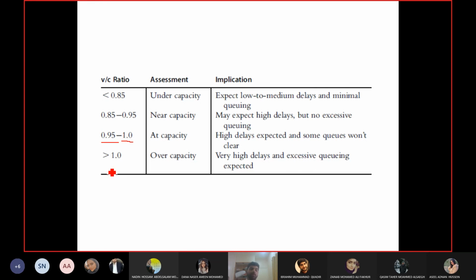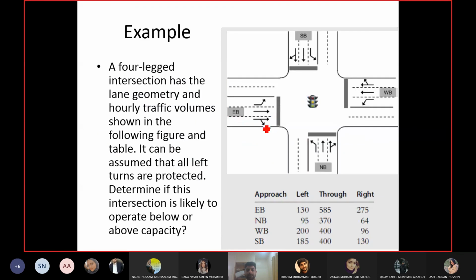Obviously when you are above 1, then you are over capacity, with very high delay and excessive queuing. All queues will be excessive now. In each signal cycle, you will have a queue which will not clear. You will have vehicles which are waiting from the previous cycle. From 0.95 to 1, some of the queues will not clear, but when you go over 1, no queues will be cleared.